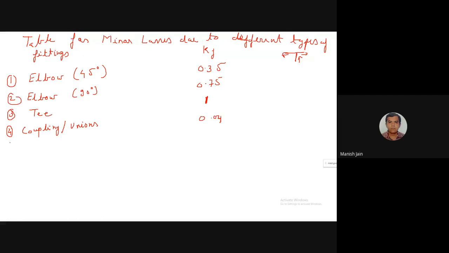Now fifth is the gate valve. A gate valve might be fully open or half open. If you have a fully open gate valve, at that time the value is 0.17. If you have a half open gate valve, the value is 4.5.